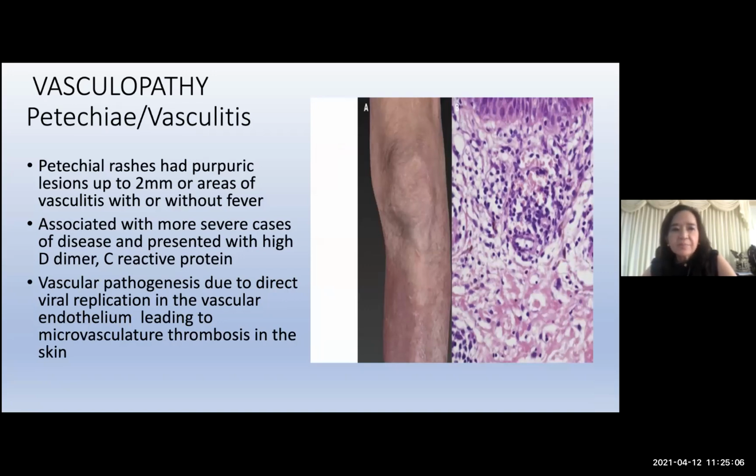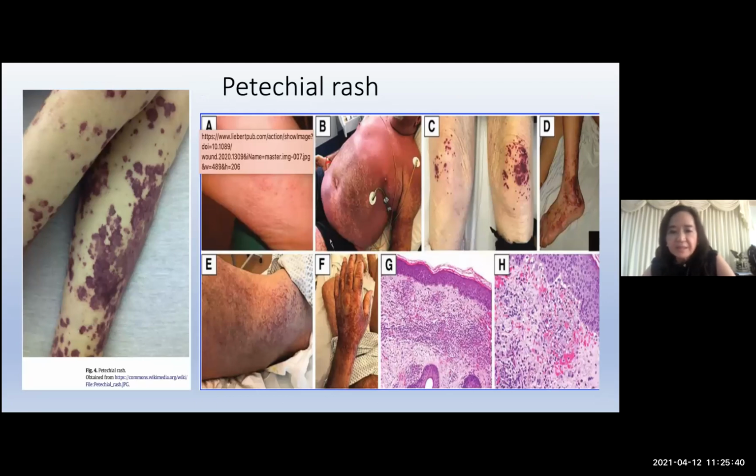Petechiae rashes had purpuric lesions up to 2 millimeters or areas of vasculitis with or without fever. It's associated with more severe cases of disease and presented with high D-dimer and C-reactive protein. The vascular pathogenesis was due to the direct viral replication in the vascular endothelium, leading to microvascular thrombosis in the skin. So this is an example of a petechial rash.